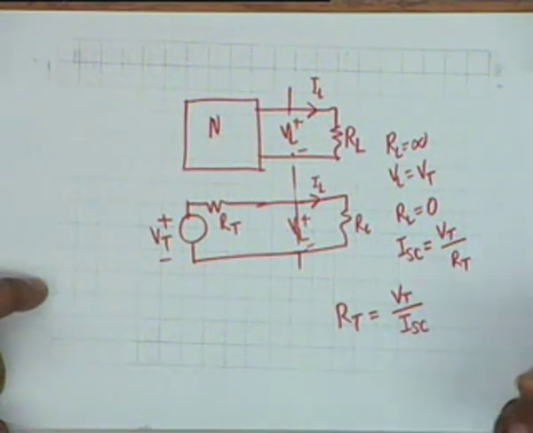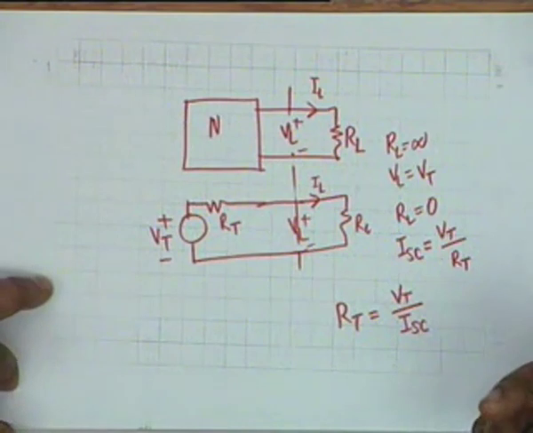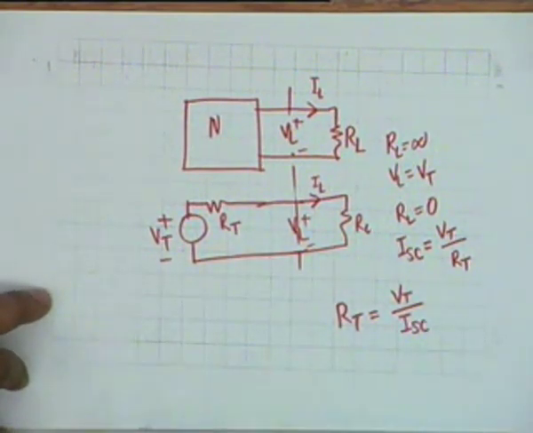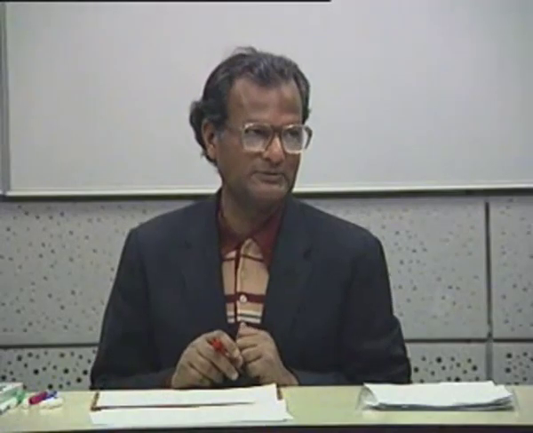R_T can be measured in two ways. You can either find the short circuit current, or you can find the equivalent resistance looking into this. To illustrate Thevenin's theorem, if you have any questions, I'd like to answer them now before I take the example.